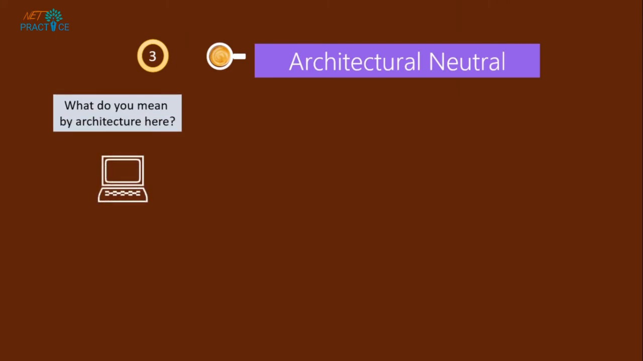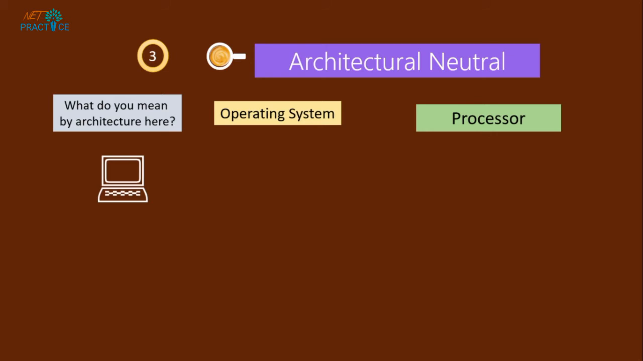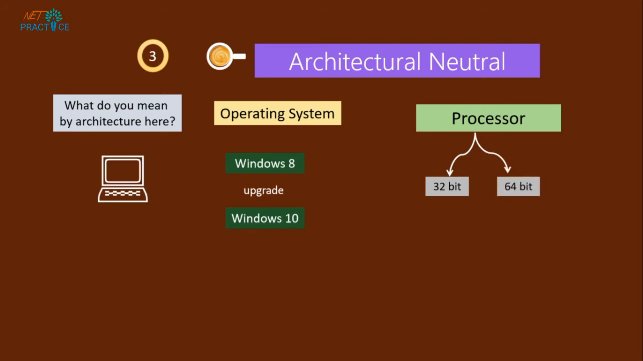Next, Java is architecture neutral. What do you mean by this? Architecture means your hardware and software architecture. In the case of software, the operating system is important, and in the case of hardware, the processor is most important. If you have Windows 8 and want to upgrade to Windows 10, your Java application can also run on Windows 10. When Java was released, 32-bit and 64-bit processors were available, and your Java program can run on both. That's why Java is called architecture neutral. It does not depend on your architecture.